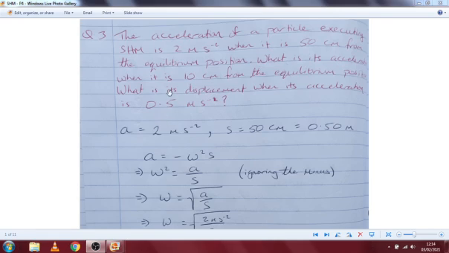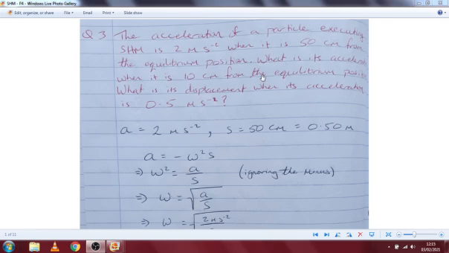This is a typical feature of the simple harmonic motion questions. You have a few different cases, a few different areas that they look at. So they first off tell us that when it's executing simple harmonic motion, it has an acceleration of 2 meters per second squared and is 50 centimeters from the equilibrium position. So that's one set of information. So we'll take that as itself and we'll move on.